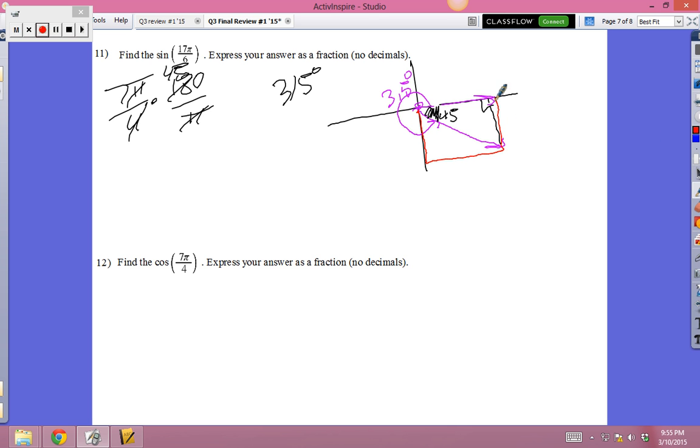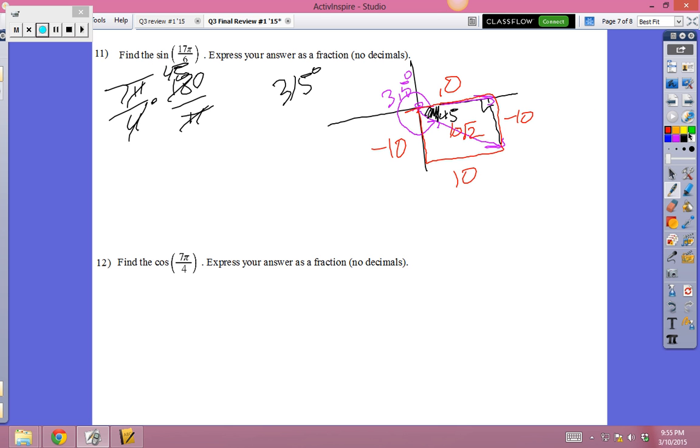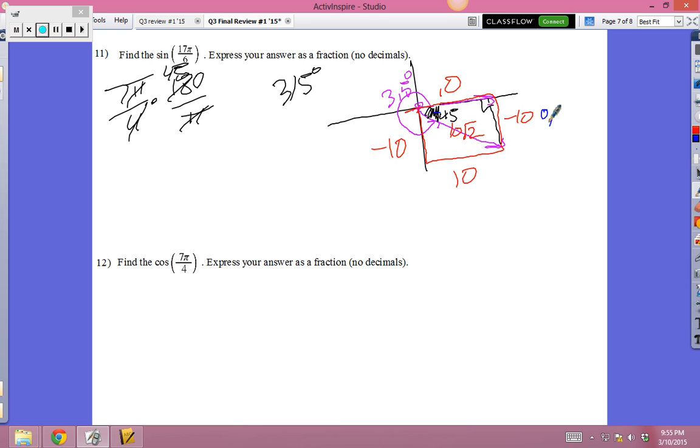So in a square, there's your square. All the sides are the same. So 10, that's negative 10, that's 10, that's negative 10. This hypotenuse is 10 square roots of 2. And they want the cosine. So the cosine from here, this is the opposite, this is the adjacent, this is the hypotenuse.